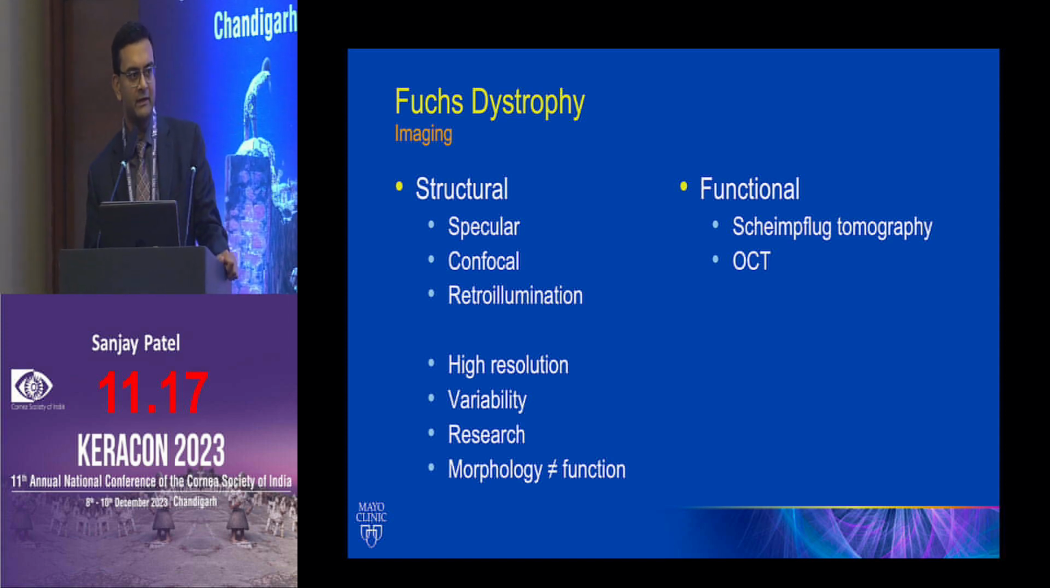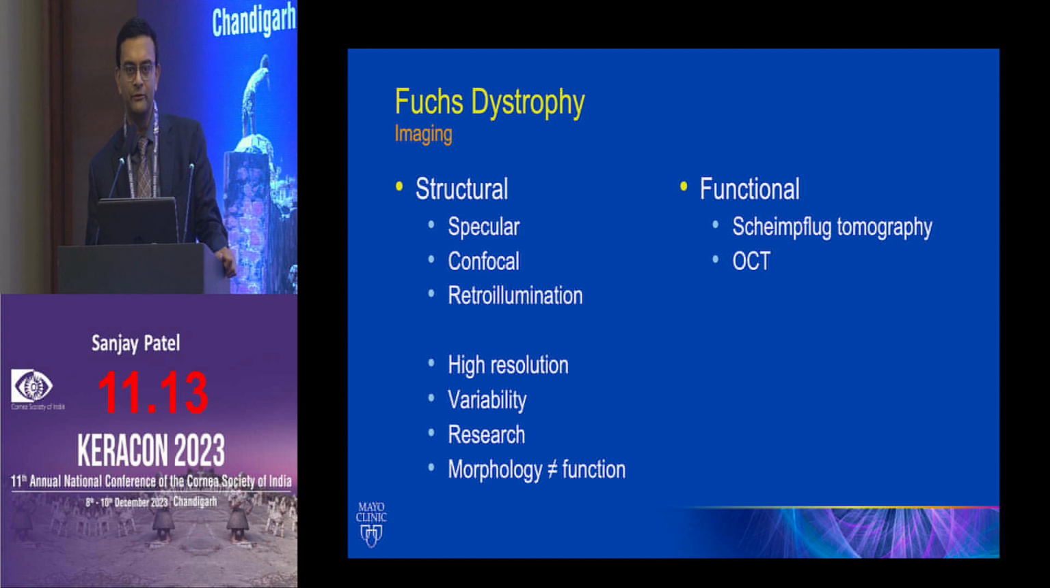And there's some key differences. With structural, you're really getting good high-resolution images. You can see cells, nerves, detailed structures of the cornea. But there's also a lot of variability in the measurements, and it takes a trained technician to do something like confocal microscopy, for example, but can make a very good quantitative research tool. But you also need to understand that morphology does not always equate with function.